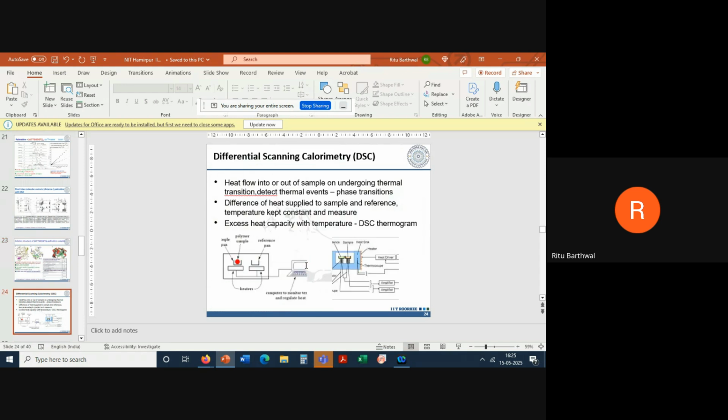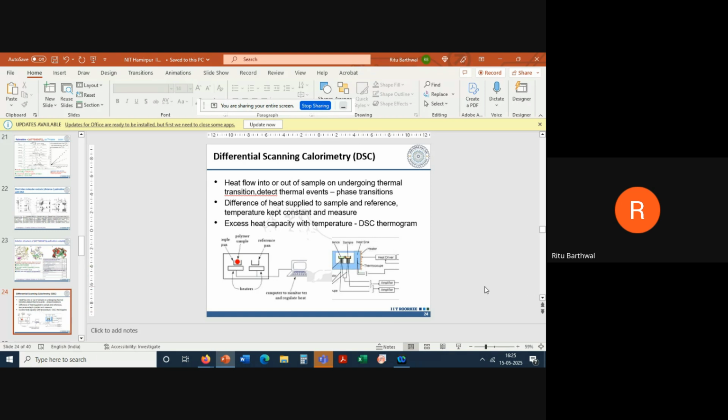And this is another technique of thermal stabilization which has come up a few years back. This simply depends on the heat which is supplied to the sample and the reference, and excess heat capacity is measured. Basically, whenever a thermal transition takes place, heat is given out or taken in, and that is what you are measuring. Earlier, what were we measuring? We were measuring OD change, absorbance changes, CD changes, and now we are saying heat changes. So this is another method of finding Tm.